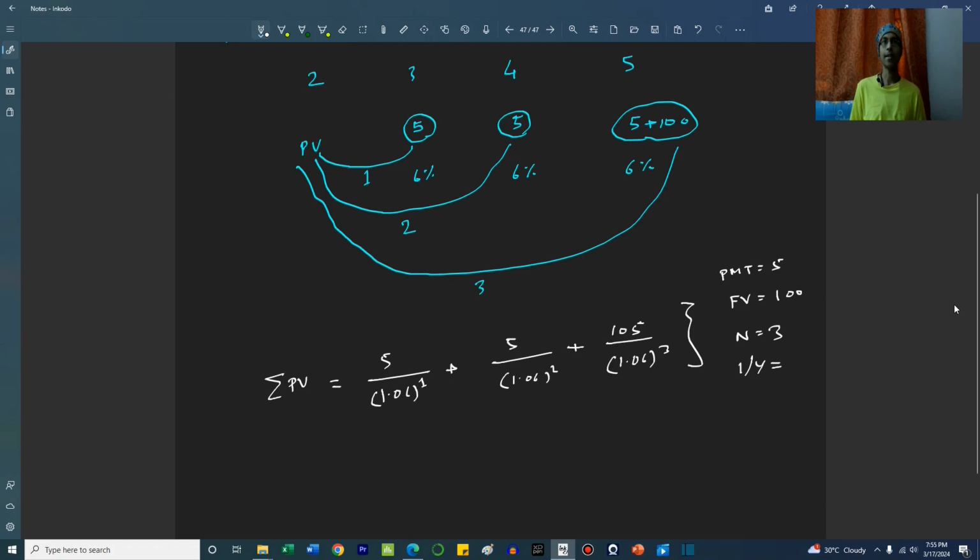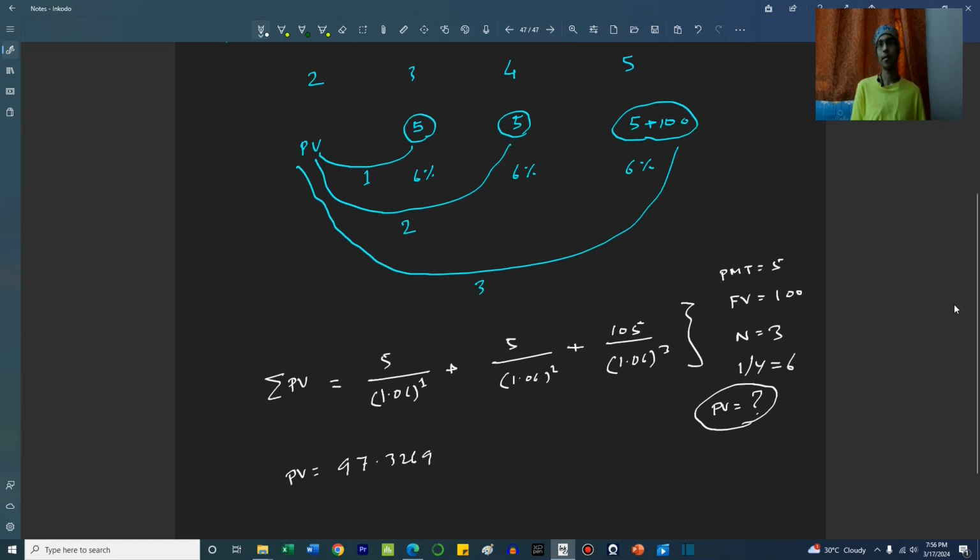Yield, that is the asking rate or the required rate, is 6. And we need to find out what is the PV, right? This we need to find out. So with the calci, we just enter these values: 5 in place of PMT, 100 as FV, 3 as N, 6 as required return or I/Y, and we compute PV. This turns out to be, the PV turns out to be 97.3269.